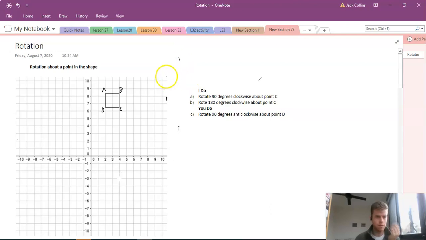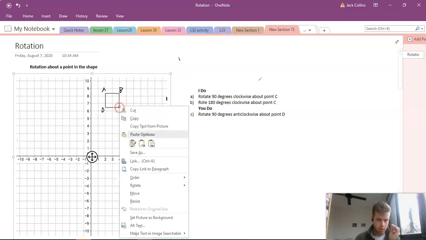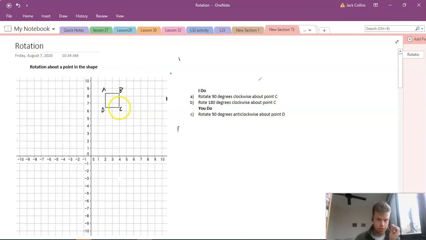Okay, so first off, we're going to look at rotating about a point. Now, the best way to think about rotation is to take it one point at a time to figure out how shapes will rotate around and how points will move. So the first thing we're going to look at is rotating 90 degrees.